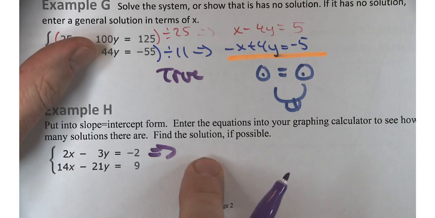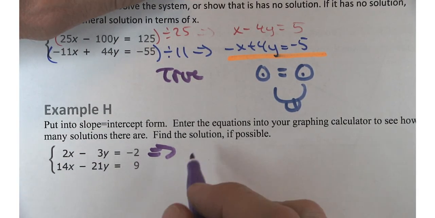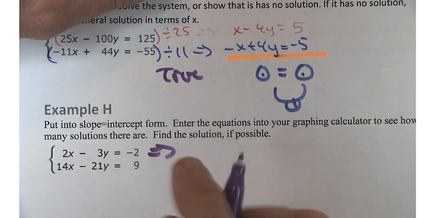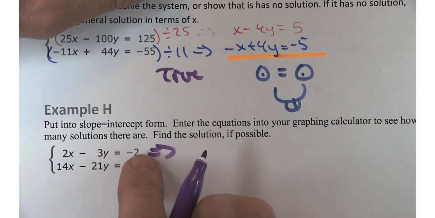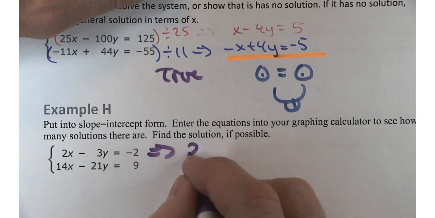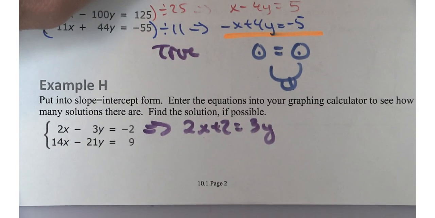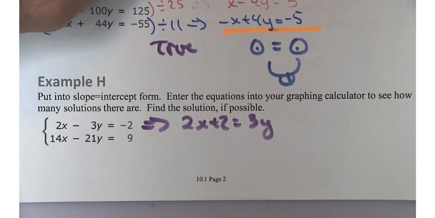That's not where I'm going with this, though. So if I were to solve for y, I'd probably move the 3y to the right side and the 2 to the left-hand side. That's going to change up signs, and I'll end up with 2x plus 2 equals 3y. Not quite done solving for y. What do I have to do to solve for y?